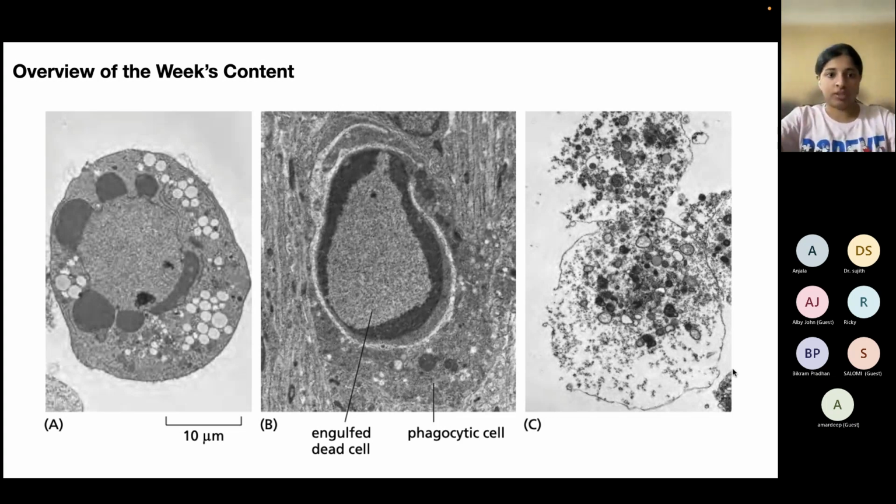They've just spilled all their contents into the extracellular environment. And here, what you see is a phagocytic cell, might be a macrophage or other phagocytic cells, that have internalized another cell, which is presumed to be dead. So, in fact, all of these three images are images of dead cells, but they're so different from each other.